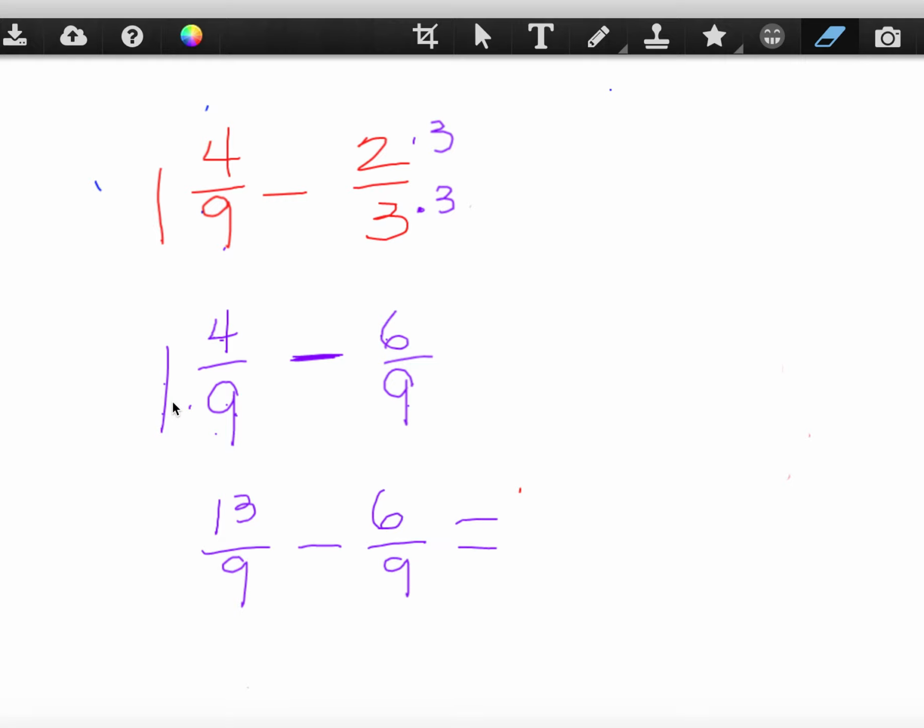Now that I've pulled that one whole into this fraction, now I can subtract. So 6 from 13, 7/9, and that's already simplified. I can't go any further. That's my final answer. So sometimes you're going to borrow from the number over here by bringing it into an improper fraction so you can subtract.